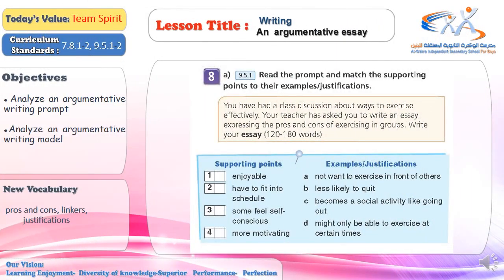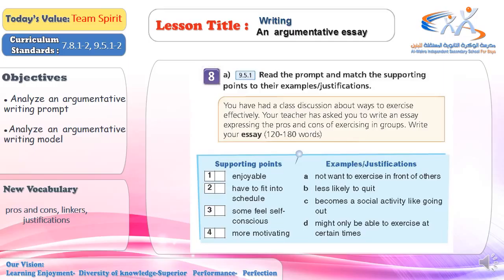Read the prompt and match the supporting points to their examples or justifications. You have had a class discussion about ways to exercise effectively. Your teacher has asked you to write an essay expressing the pros and cons of exercising in groups. Write your essay, 120 to 180 words.